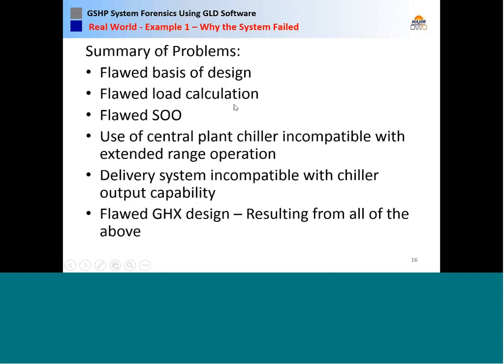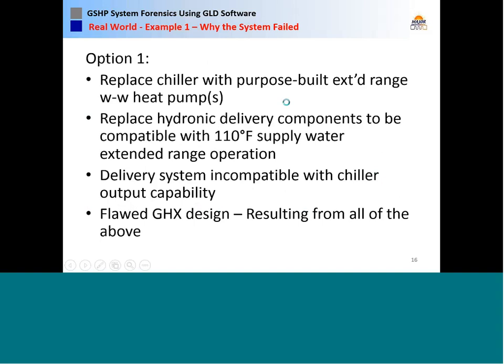And if you'll recall, everything started with loads, so this is another reason why a good load calculation is the basis for anything you do with a ground source heat pump design. If you've got a bad load calculation, everything else is going to be bad as well.